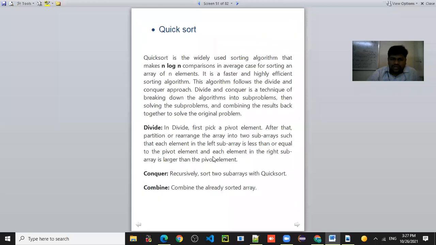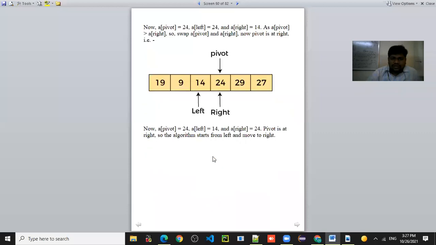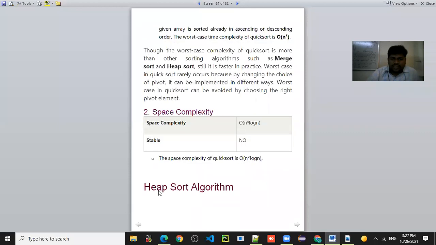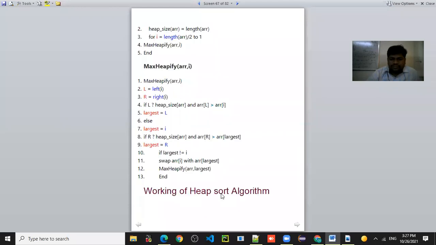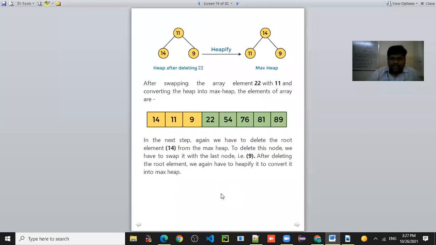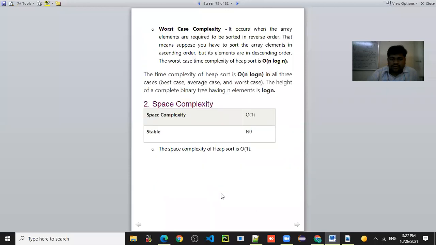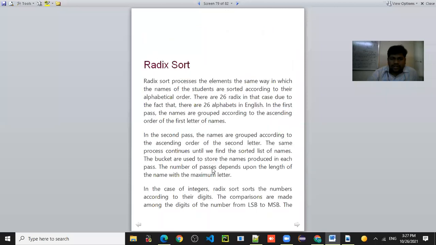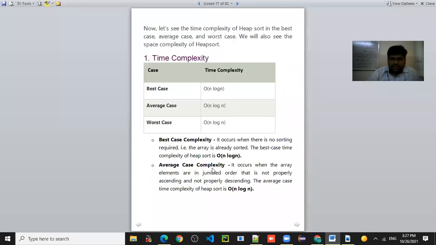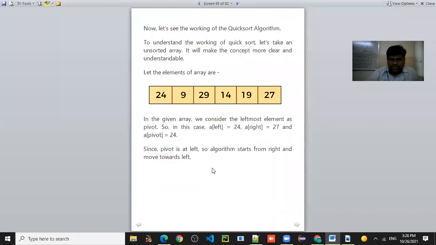This is also interesting, and then quick sort. After that, the next one is the heap sort algorithm, where we apply heapify, and then radix sort. These remaining algorithms we will discuss tomorrow, right?